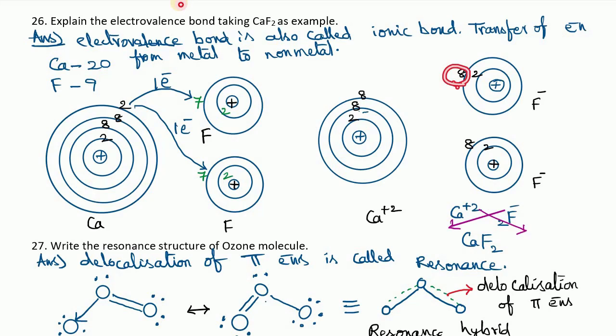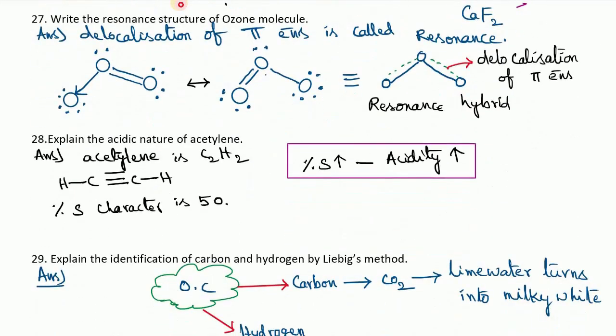That's why F minus charge is becoming. F is becoming minus one, and there are two fluoride ions. So as a crisscross method, you apply here: calcium plus 2 ions are there and fluoride ions are there. Both are combining together, you will get calcium fluoride. Next, write the resonance structures of ozone molecule.